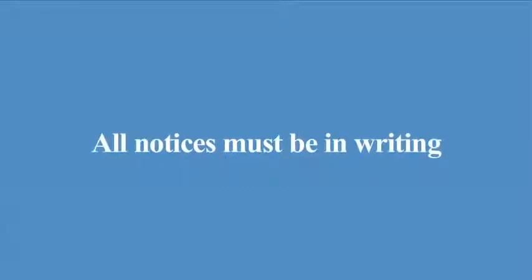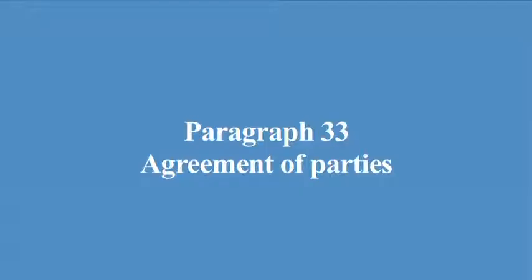Paragraph 32, notices. This paragraph notifies the tenant that all notices must be in writing. This paragraph also provides that proper notice is effective when hand-delivered, sent by mail, or sent by electronic transmission to the address, email address, or fax number specified in this paragraph. Be sure to follow up with the other party to make sure notices have been received.